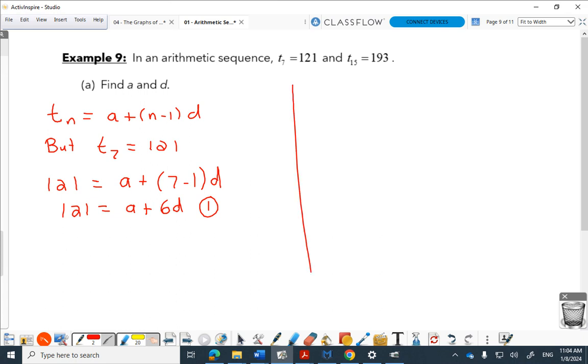Another equation. Tn equals A plus n minus 1D. But term 15 equals 193. Who wants to try and do the subbing for me? Kyle. Isn't it just you put the 193 out front, like equal A, and then you do 193 minus 1 again? No. You just do 190.